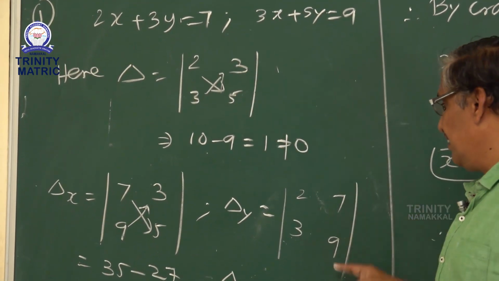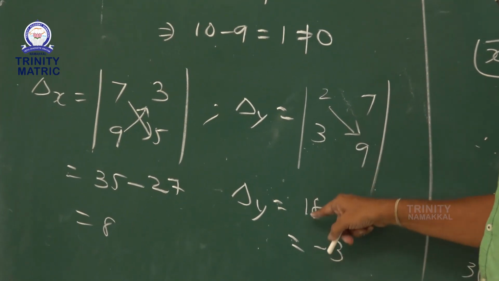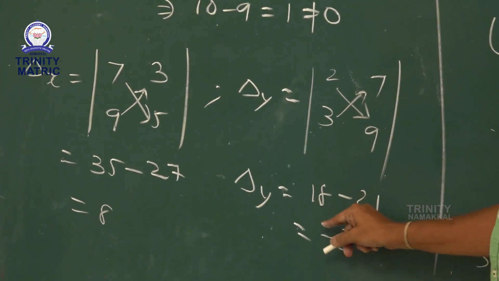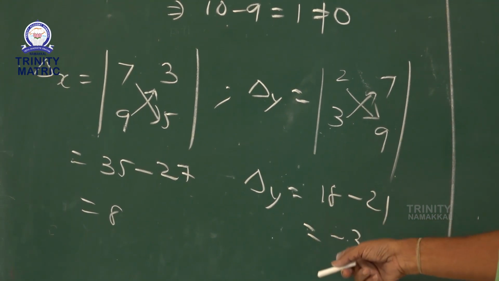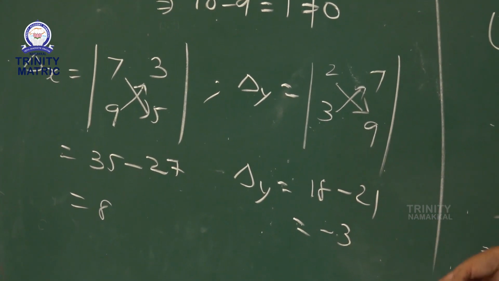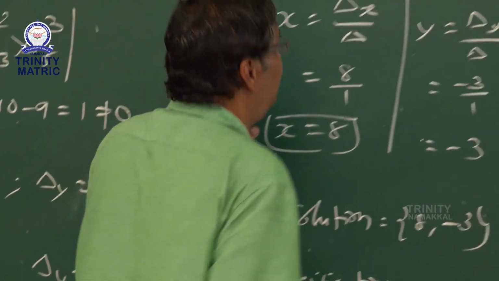B matrix, that is 7, 9. You have to multiply. 2 9s are 18, 3 7s are 21. So 18 minus 21. The signs are different, so minus 3. Then we have to apply Cramer's rule. So we will apply Cramer's rule.